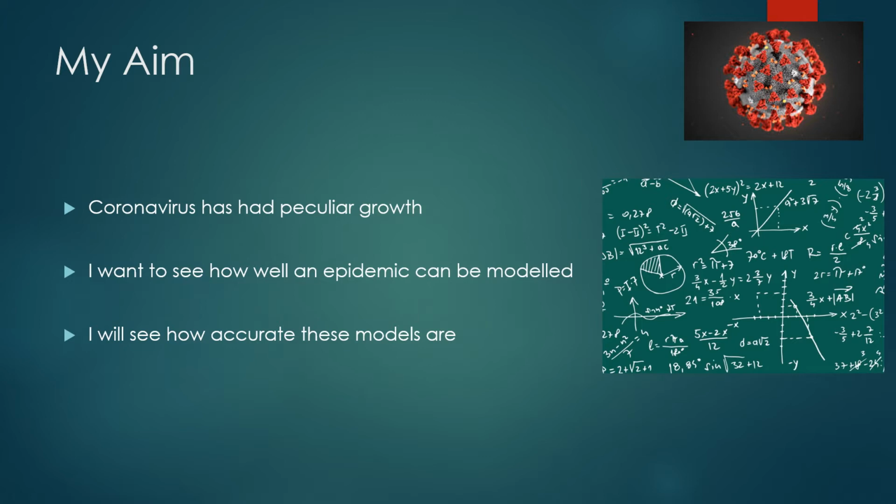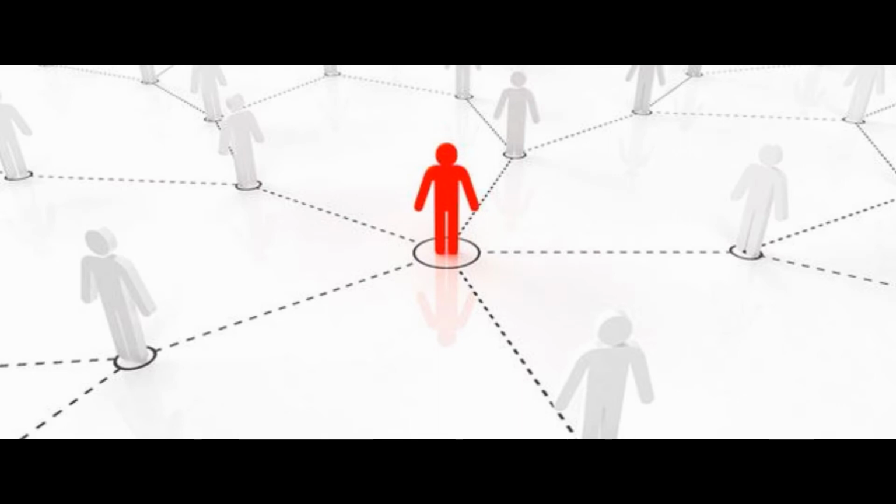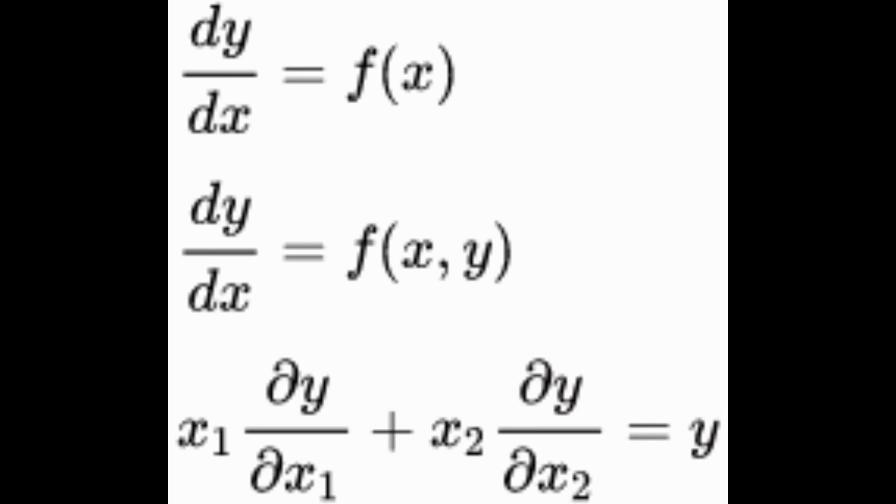So to start off with, I'm going to be talking about epidemiology. Epidemiology is a branch of medicine that looks at the spread of diseases, their distribution, and how to control them. Now there's lots of maths within epidemiology, such as calculating differential equations, using different models to predict the outcome of an epidemic, and calculating the probability of recovery for a patient. These are all interesting things that we need to take into account when we're looking at epidemics.